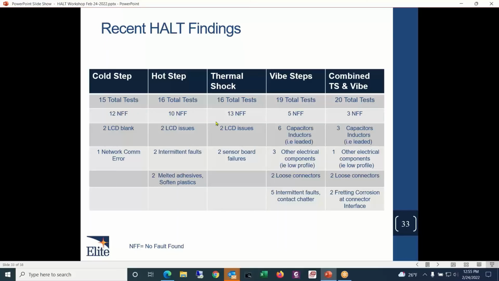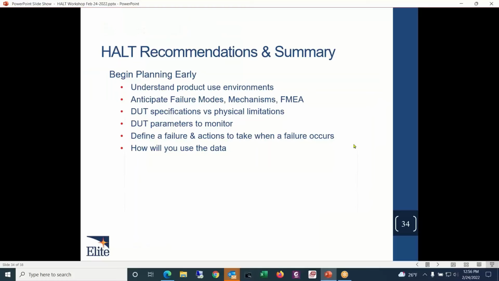So what this tells us a little bit here is certainly, what is the effectiveness of a cold step stress, effectiveness of a hot step stress. Certainly there are faults that are found with those, and it's valuable information to a manufacturer to find these things, but they tend to be perhaps not as productive as the vibe and the combined vibe with HALT. So taking that information, we would suggest using that as part of your planning process.